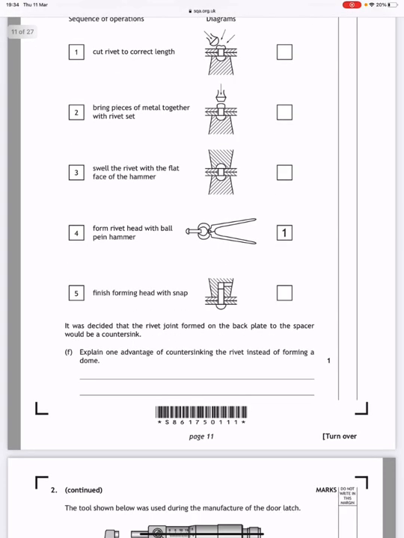Explain one advantage of countersinking the rivet instead of forming a dome. Well, it might be the case that you're wanting it to be flat on one side. So instead of using a rivet that's got a round head on both sides, you could countersink the other side of the hole and rivet it so that it's flat on that side.